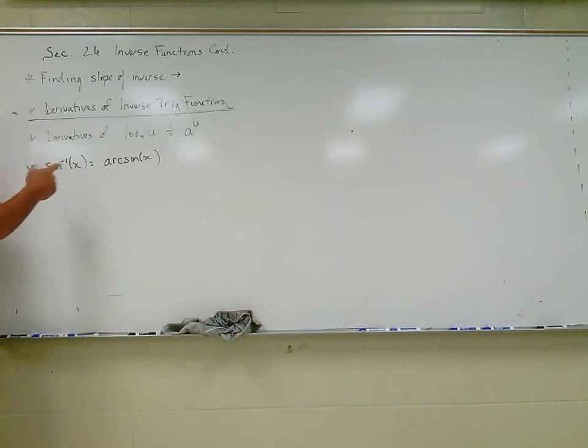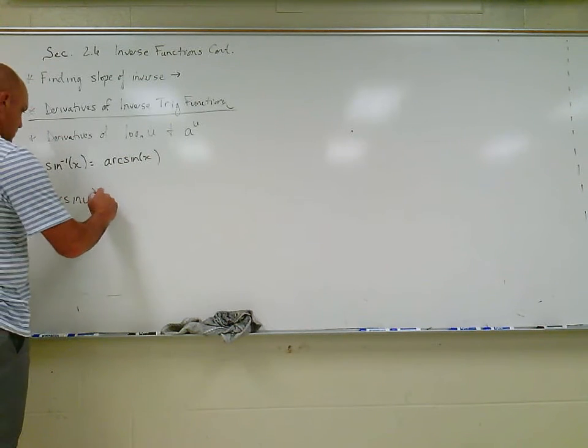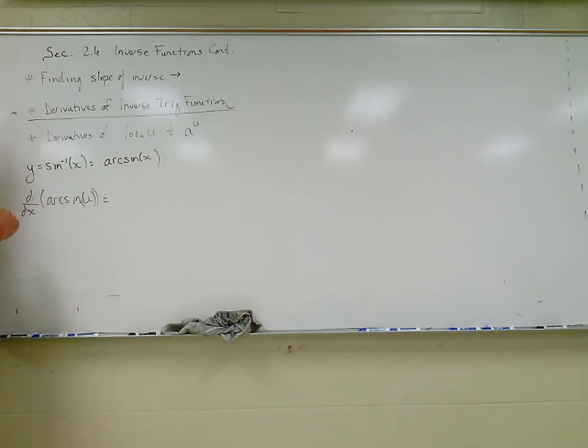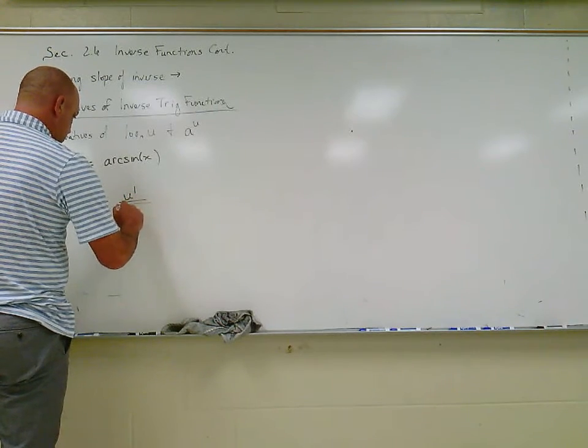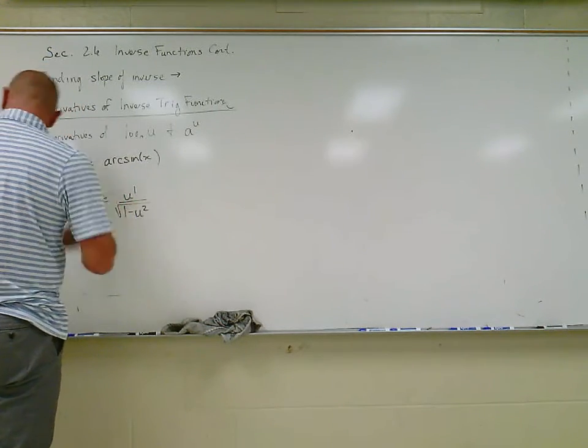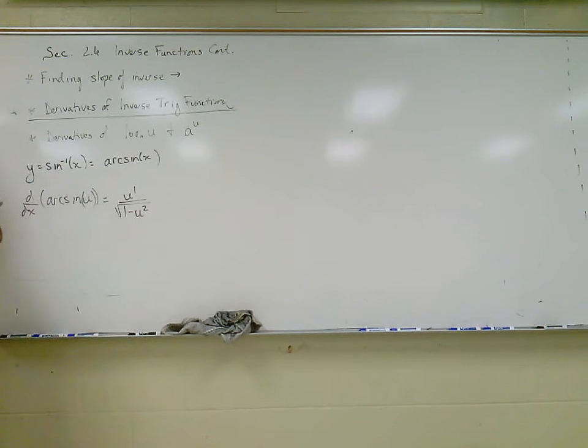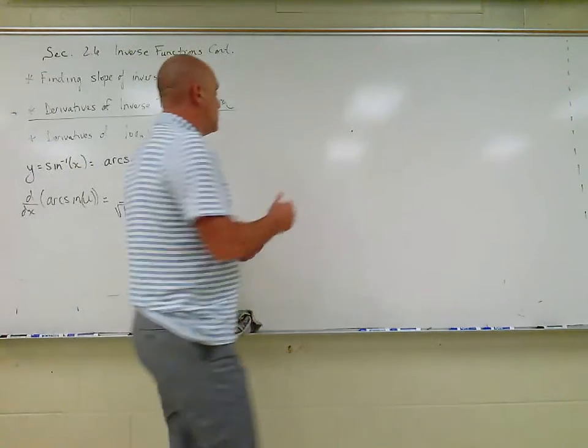So I'm going to go ahead and do these derivatives with u's in them. The derivative of arc sine of u, so u would be on the inside, is u prime over the square root of 1 minus u squared. Okay. So we'll do the three main ones. I'll give you an example of each.